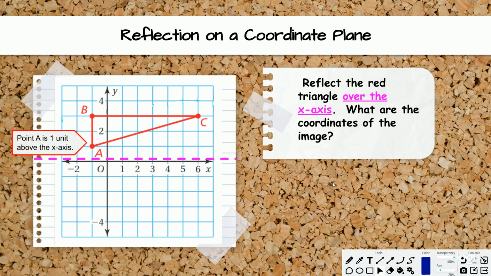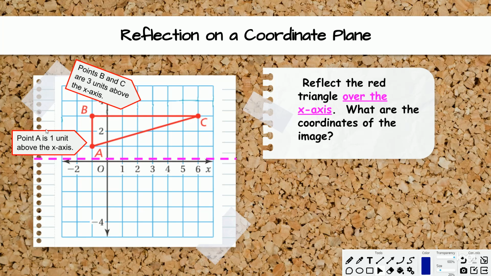We need to notice that point A is 1 unit above the x-axis. If you could see, here's the x-axis at 0, and A is 1 above it. And points B and C are 3 units above the x-axis. So 1, 2, 3, 1, 2, 3. So these are 3 units above. A is 1 unit above.